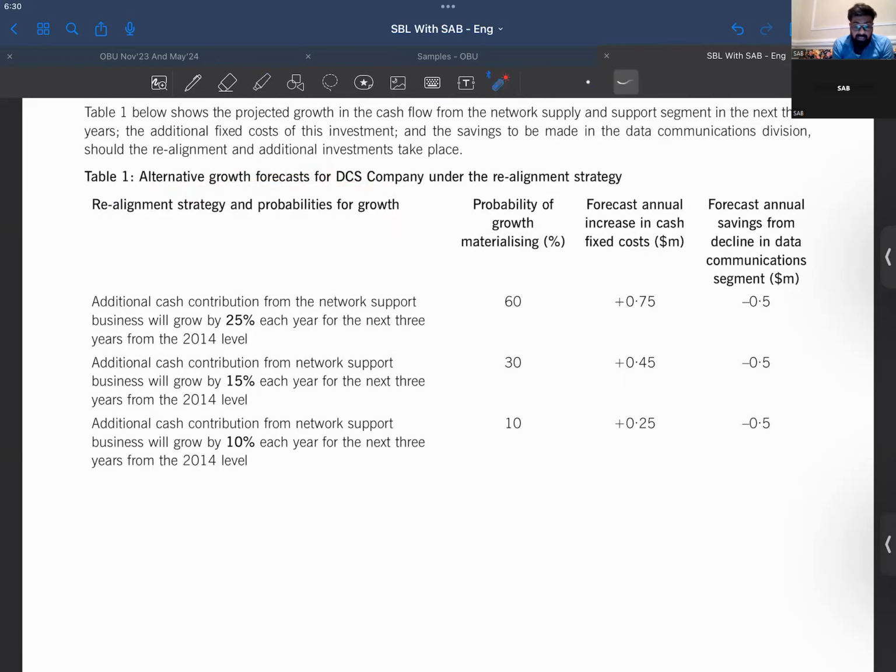So additional cash contribution from the network support business will grow by 25% each year for the next 3 years. Probability is this: forecast annual increase in fixed cost, forecast annual saving from decline in this segment, right? Annual cash contribution from the network support business will grow by 15%. Now, these are the assumptions they have made, right? So the probability of this being successful is 60%, then 30%, and 10%, right?